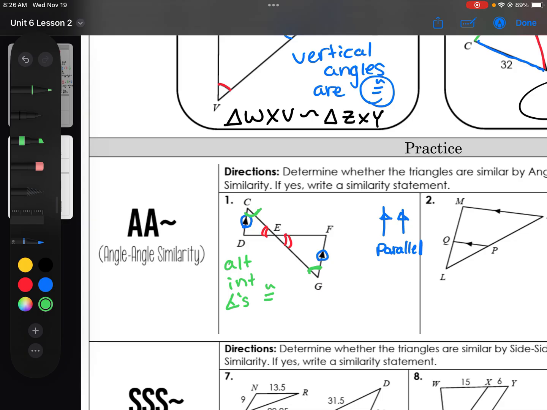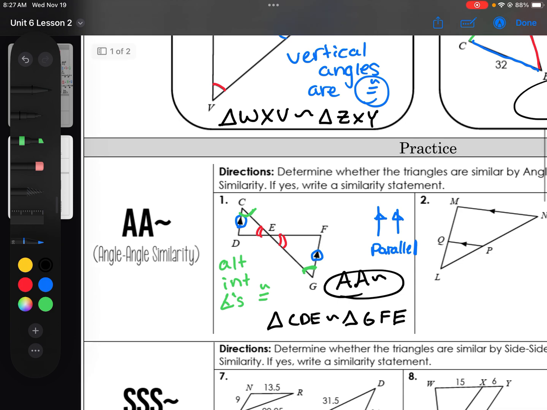Because of that definition with the relationship of parallel lines, we now have two angles that are congruent to each other. Because there are two angles, these two triangles are similar by angle similarity. And the similarity statement would be triangle CDE is similar to triangle GFE. Remember, the order matters on the similarity statement.